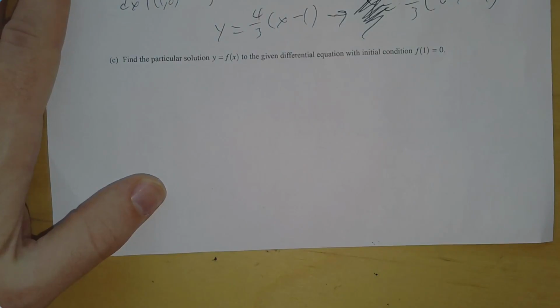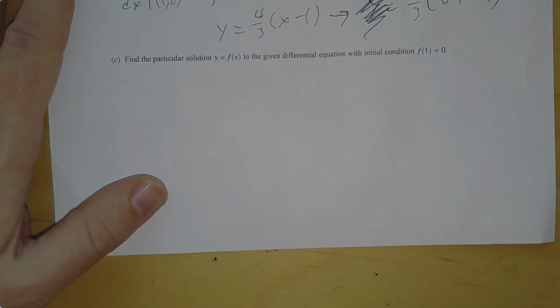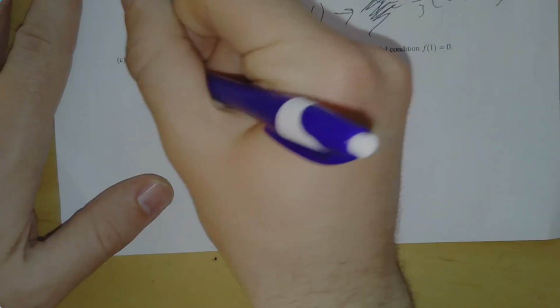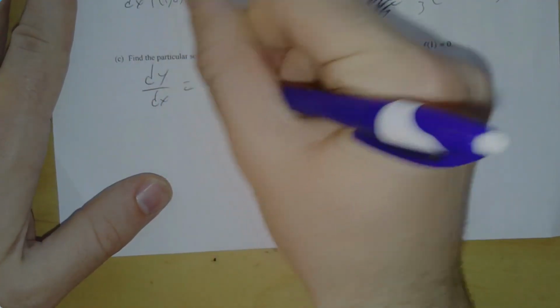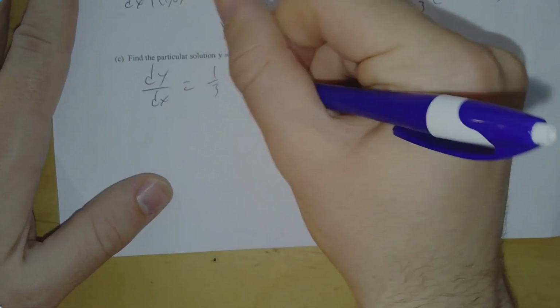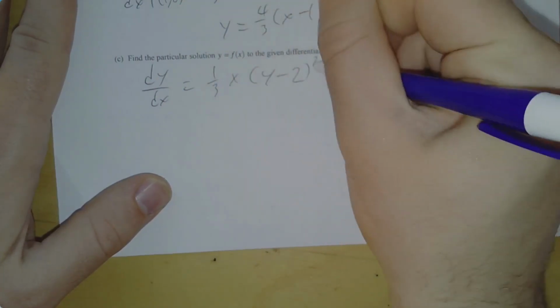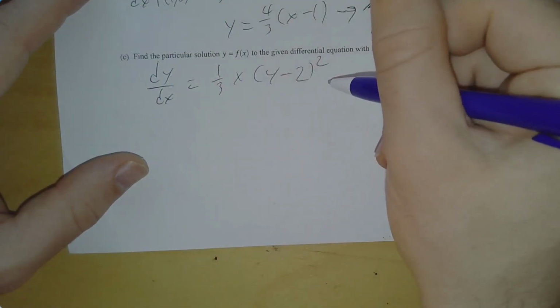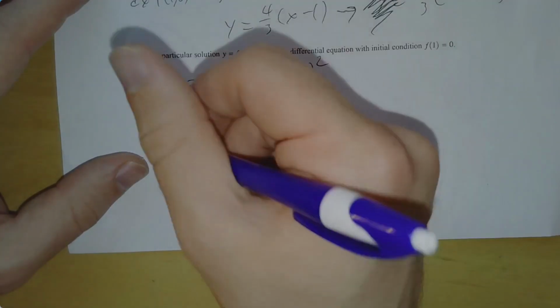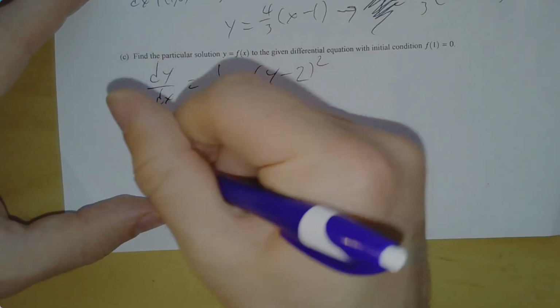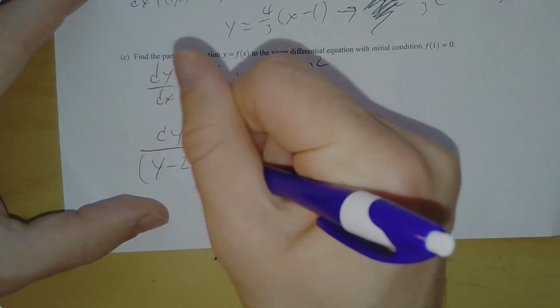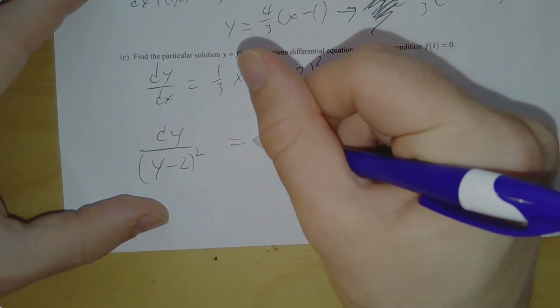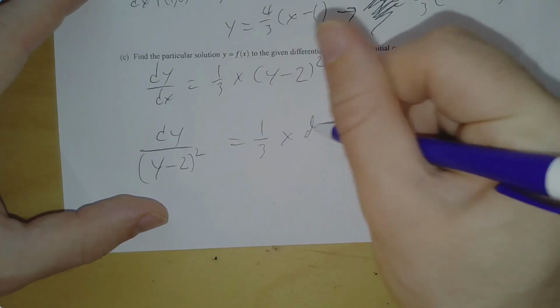Find the particular solution to y equals f of x to the given solution. So this is like the big problem, right? This is like the 5-pointer. So you write it out, dy/dx equals 1/3 x (y minus 2) squared. And we want to separate the variables. So you multiply both sides by dx, and divide by (y minus 2) squared. And you get dy over (y minus 2) squared equals 1/3 x dx.